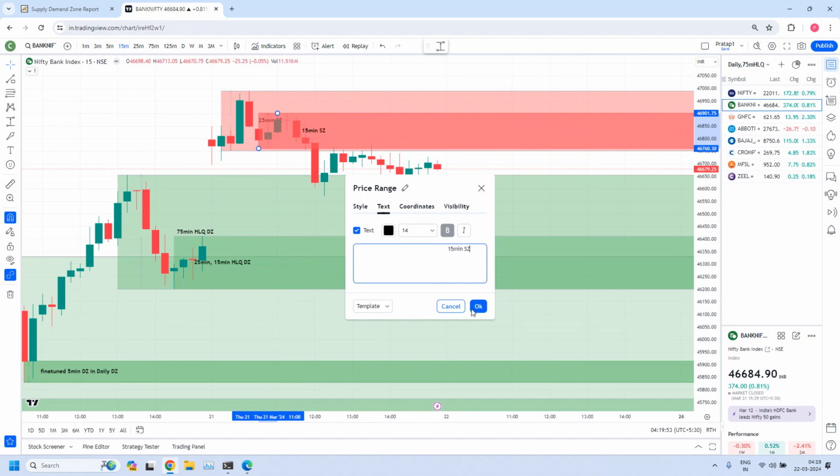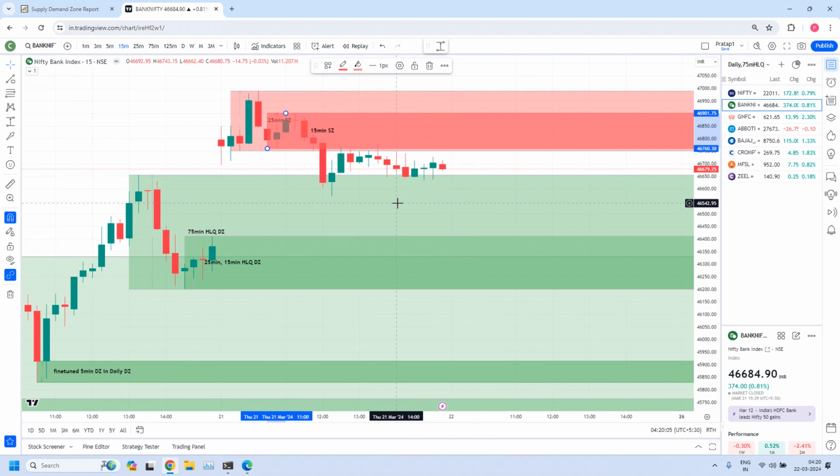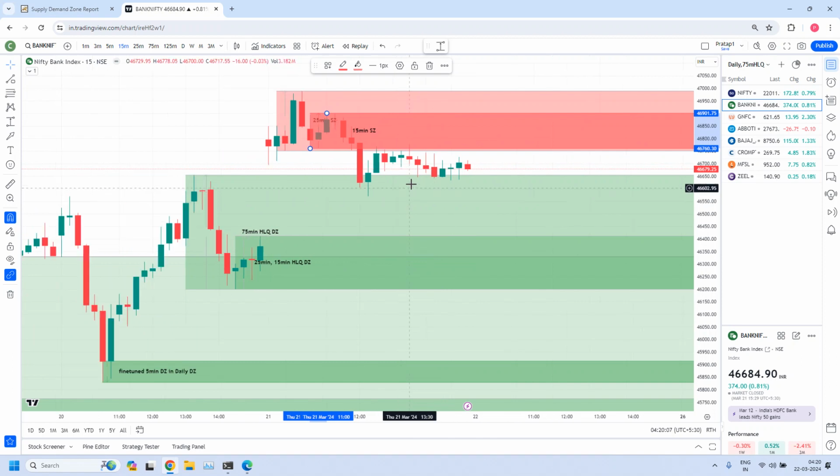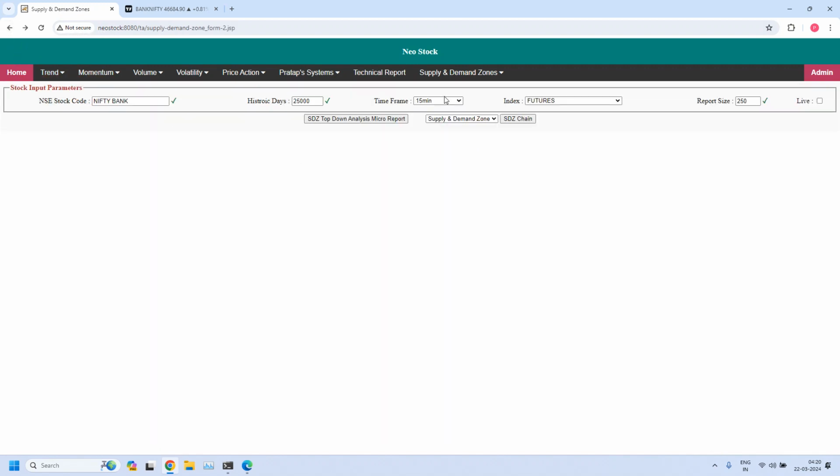This is immediately available, a normal supply. That is the point. But the normal supply zone is holding the prices. That means institutions would have added so much strong order flow here. Once we go to the 5 minutes time frame, we get better clarity. Now I am changing the time frame to 5 minutes, generating the chart.